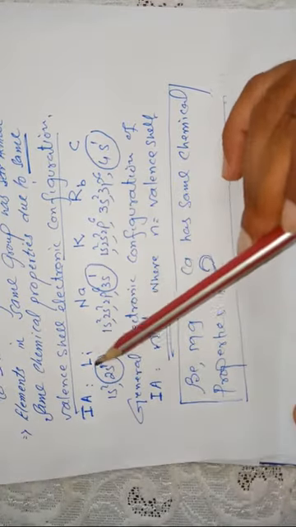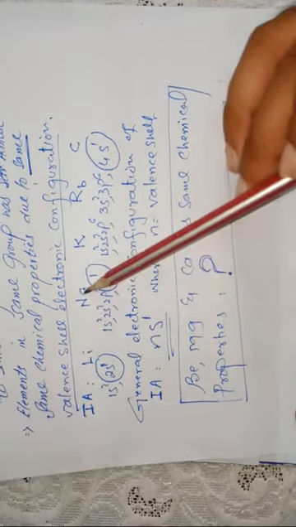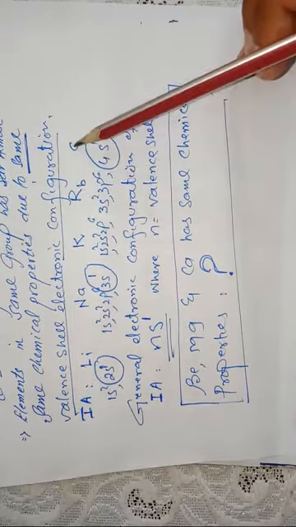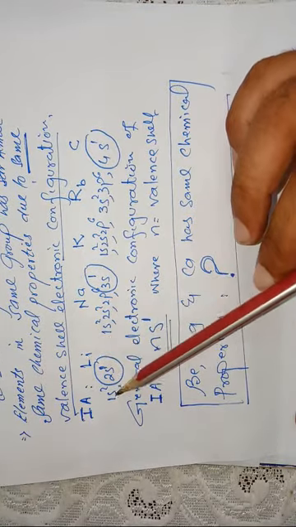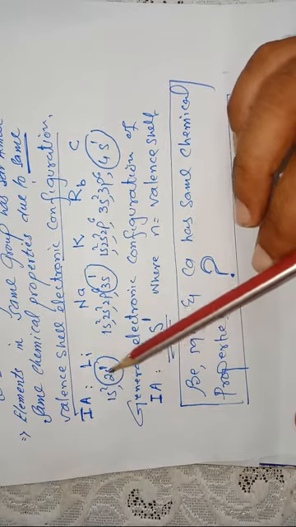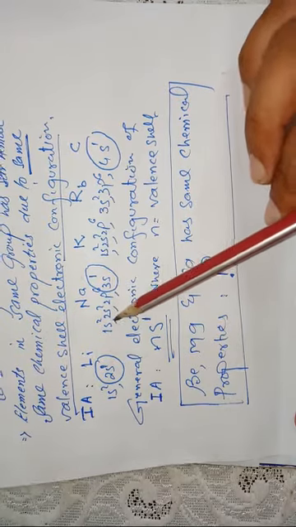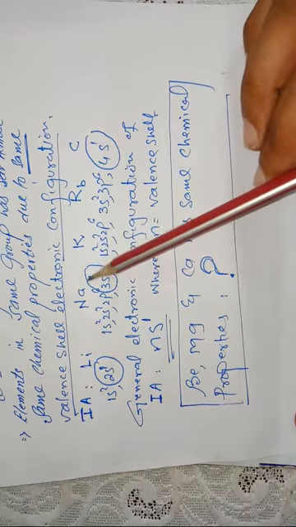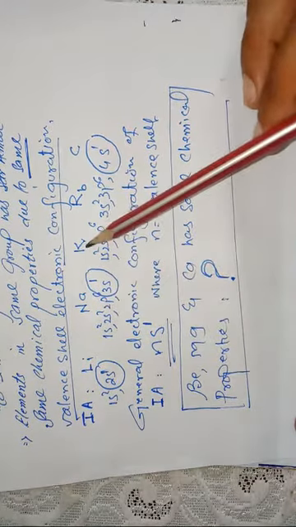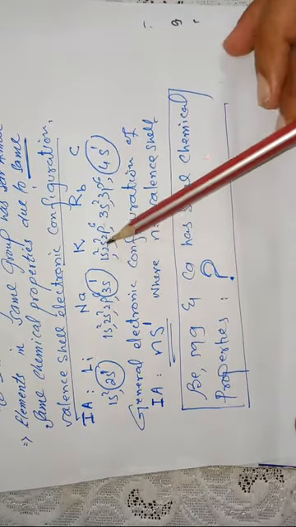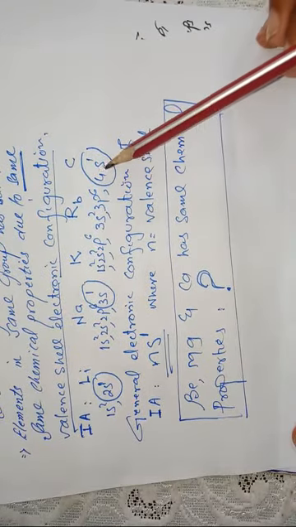Now, dear student, look at this. These are the elements of group 1A: lithium, sodium, potassium, rubidium, and cesium. The atomic number of lithium is 3. The electronic configuration of lithium is 1s2, 2s1. Similarly, the electronic configuration of sodium is 1s2, 2s2, 2p6, 3s1. A total of 11 electrons are arranged in sodium. The atomic number of potassium is 19, so its electronic configuration is 1s2, 2s2, 2p6, 3s2, 3p6, 4s1.